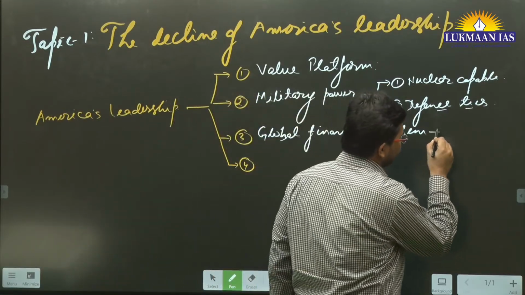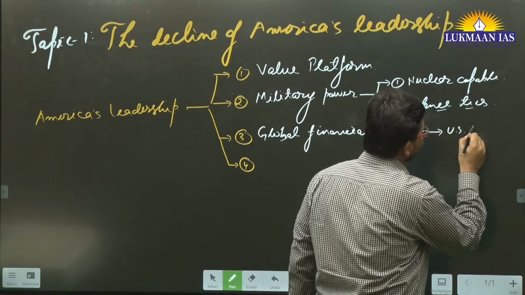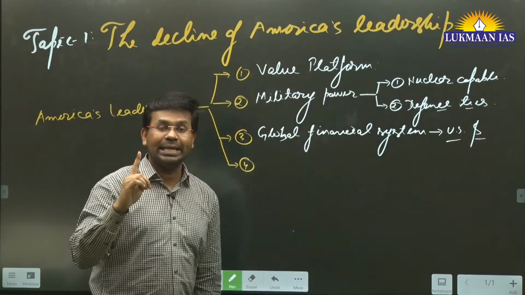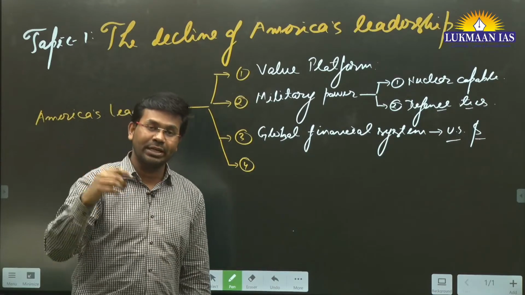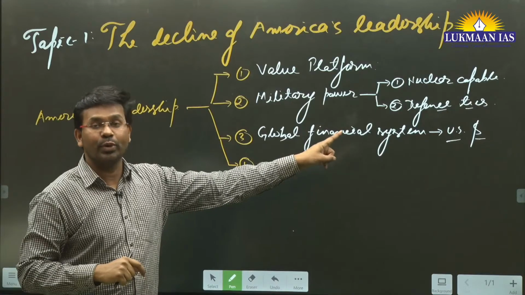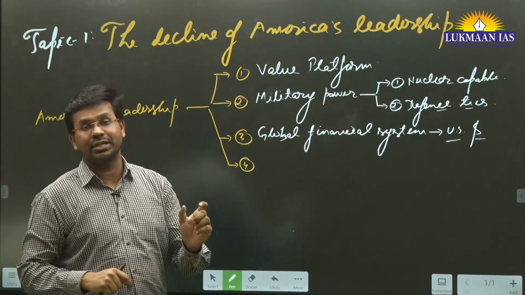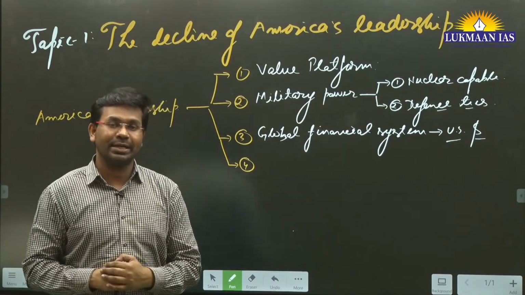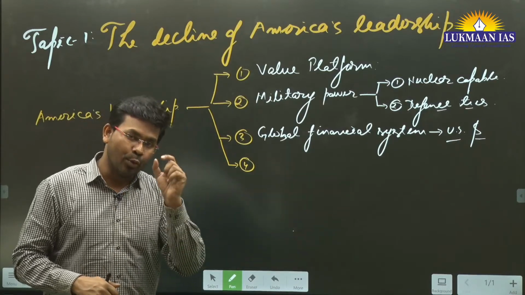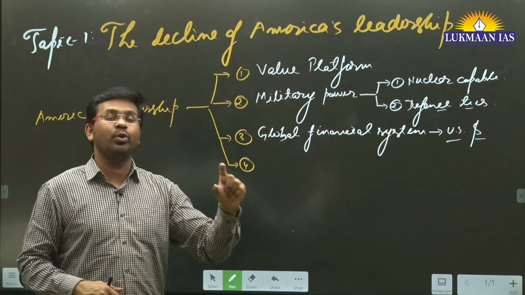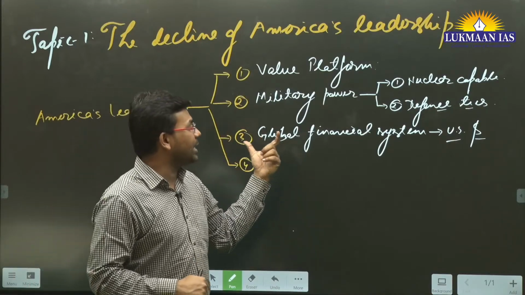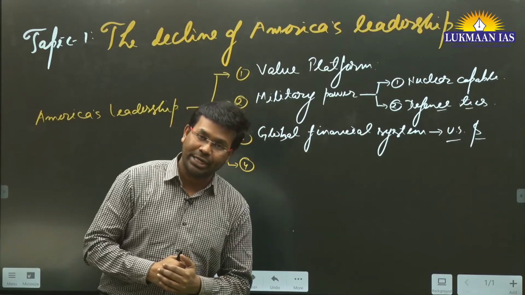Apart from this, the US dollar is the leading currency of the world. Any country that is doing trade internationally prefers to trade in US dollars, because the US dollar is considered a very strong currency internationally. Why has it become strong? Because long back the US pegged its dollar to the value of gold. So it has a very strong presence in the global financial system.